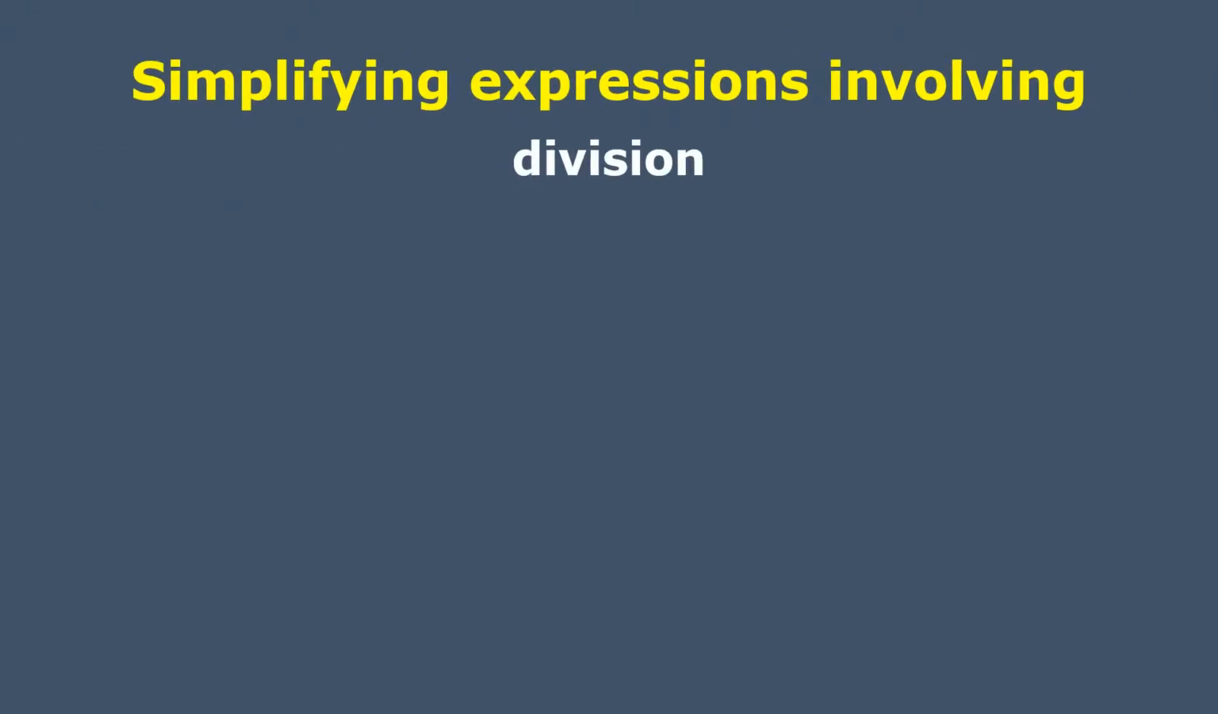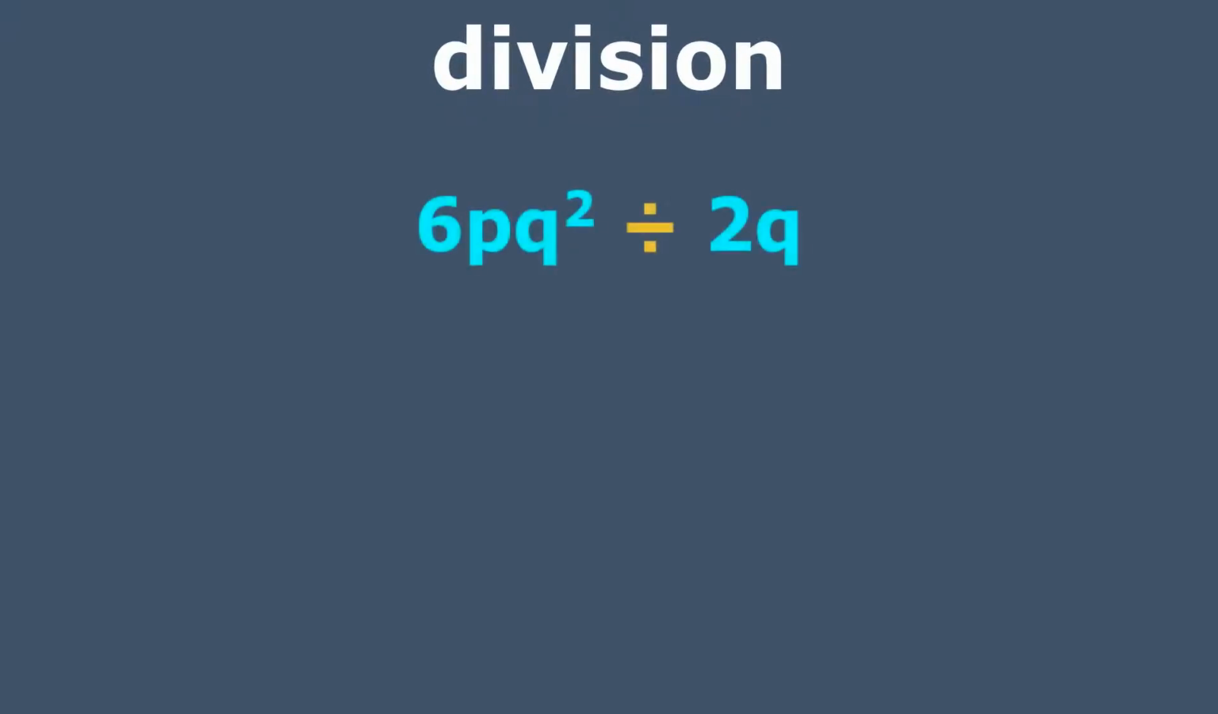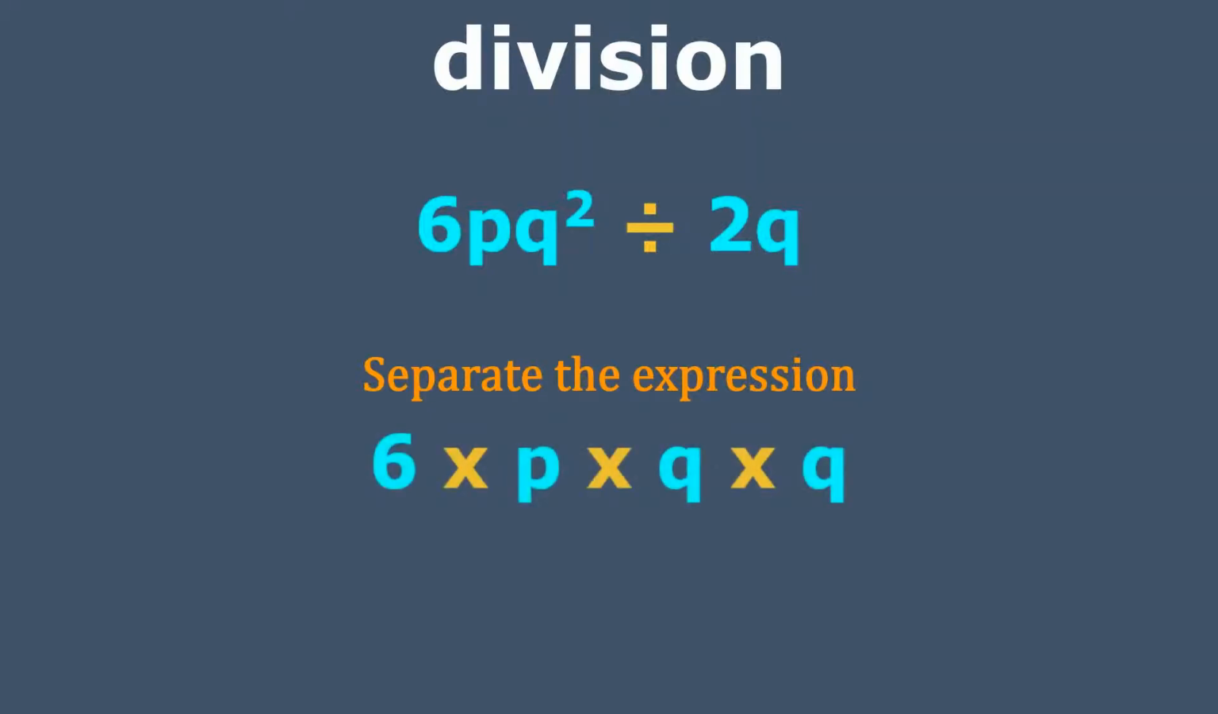To simplify an expression involving division, look for any possible cancellation. This means looking to divide all terms of the expression by the same number or letter. Any chance to cancel the expression down makes it smaller and easier to understand. For example, let's say we are asked to divide 6q squared by 2q. Q squared means q times q. 2q means 2 times q.